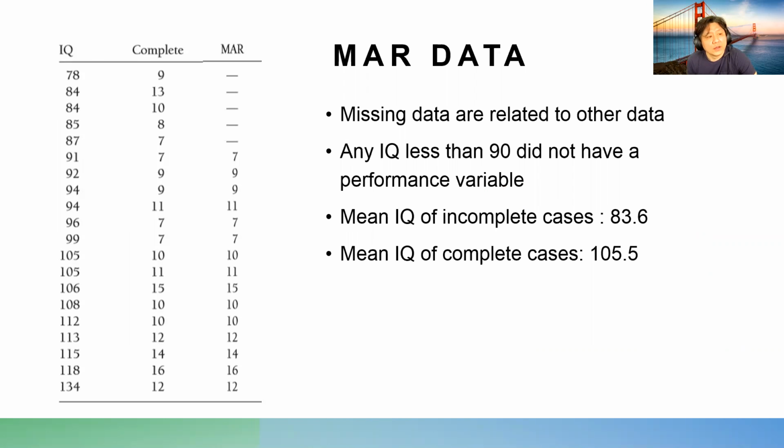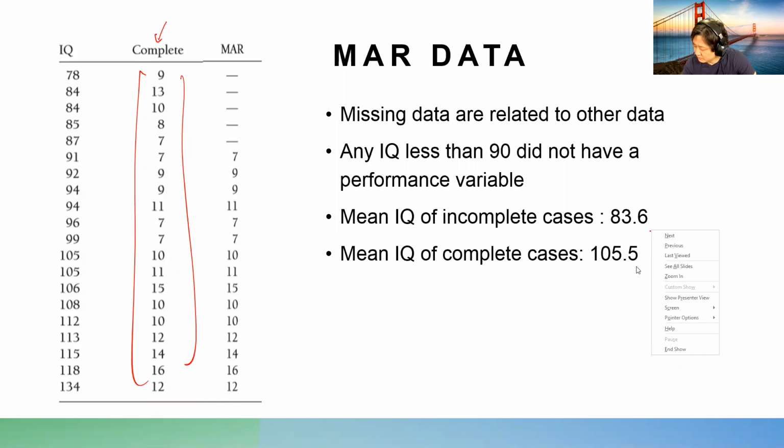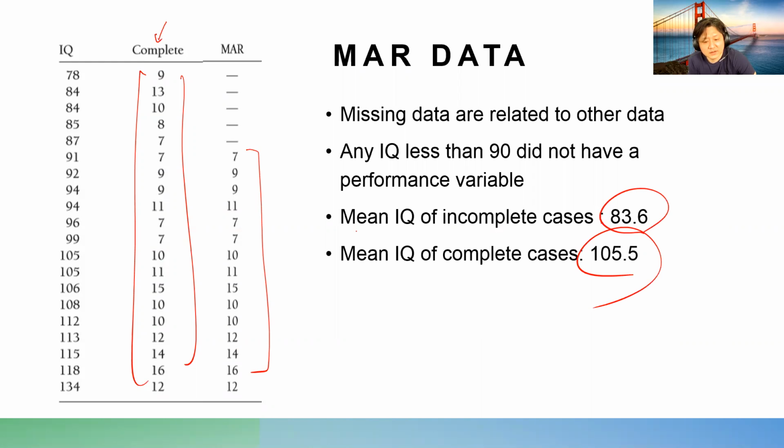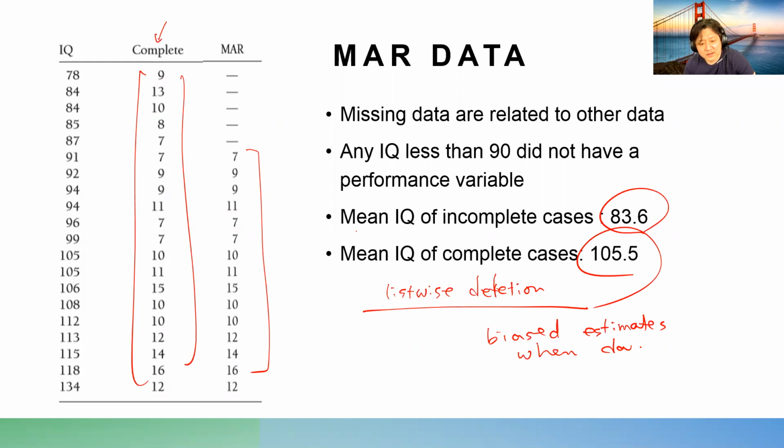So if we get the mean of these complete cases, okay, let's get the mean. This one is 105.5, right? But if we get the mean of the incomplete cases, that is 83.6. So I just did a list-wise deletion, right? This list-wise deletion gives a biased estimate when data is not missing completely at random. Because this missing data type is MAR, missing at random, not missing completely at random, right?